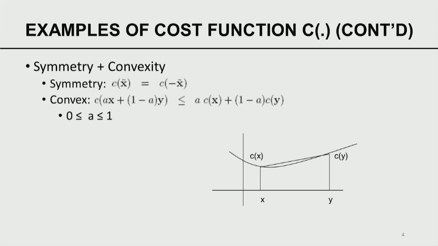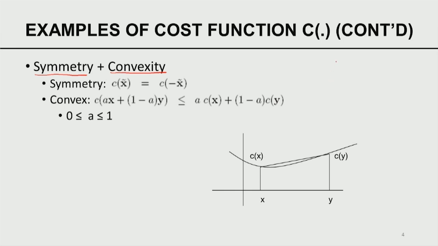So what are the general forms of functions that could be used as a cost function? One possibility is to require that C is symmetric, and also that C is convex. What does symmetry mean? It is symmetric with respect to the vertical axis.